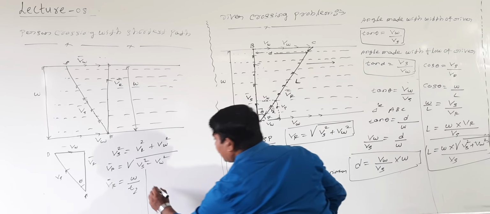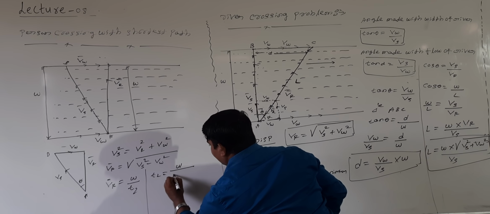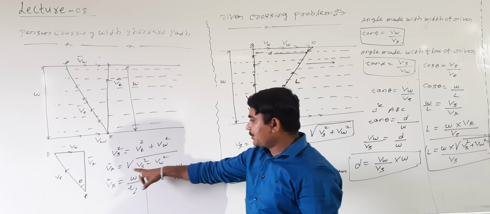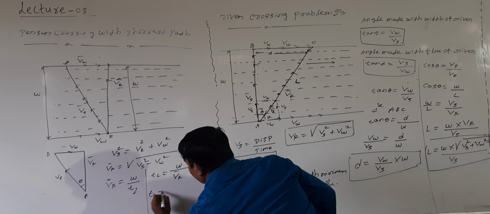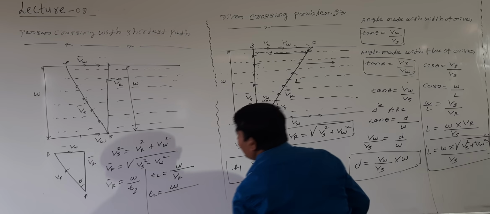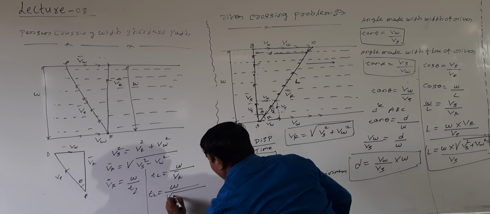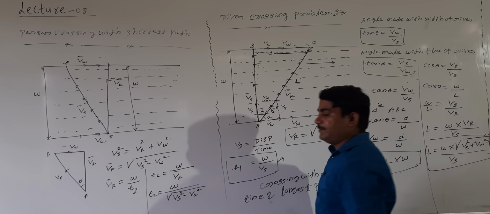Then how to calculate T2 here? T2 equal to the width of the river divided by the resultant speed or velocity. But Vr equal to this value. Shall I go here directly then? T2 equal to W divided by Vr, which means W divided by under root of Vs square minus Vw square.